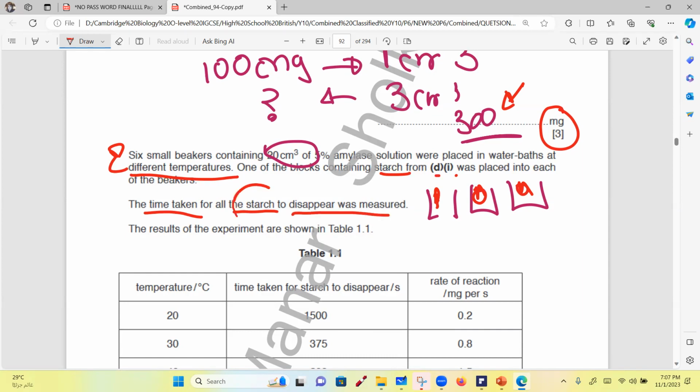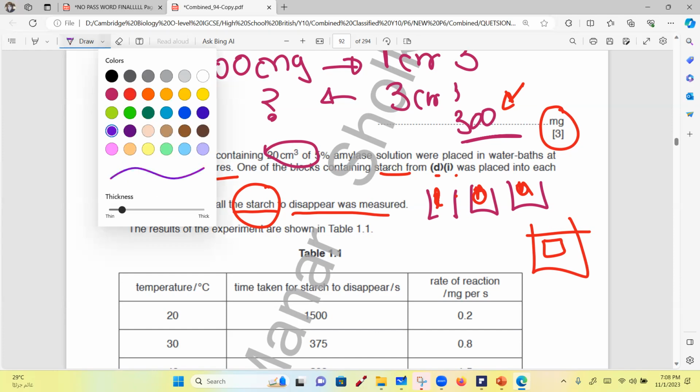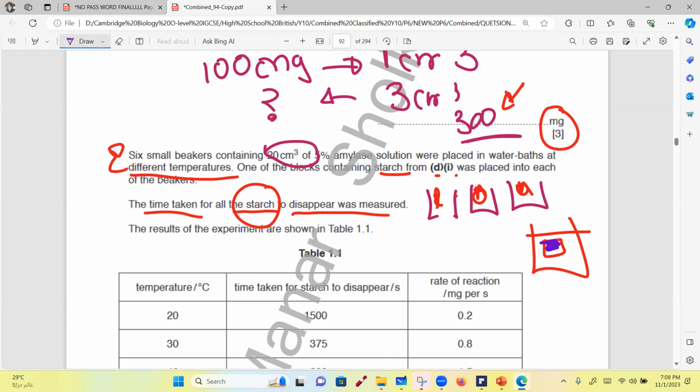The starch will disappear. Why? Because it is surrounded by amylase. The amylase will break down the starch in the block. So you understand what happened? You have here a block that contains starch and iodine. So it is blue-black in color. Let me use the color blue-black so you can imagine. I have a block here that has starch and iodine. It is blue-black. It will be surrounded by the amylase enzyme. What will the amylase do to the starch in the block? Break it down.